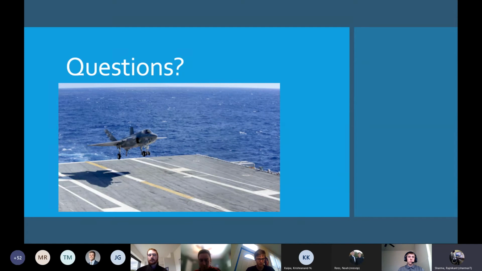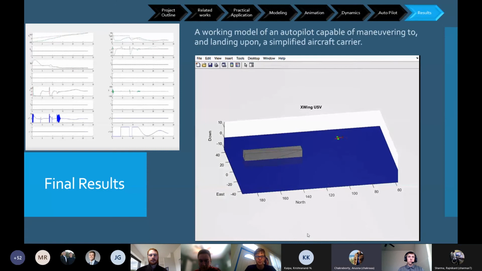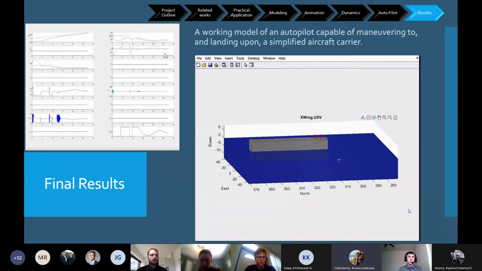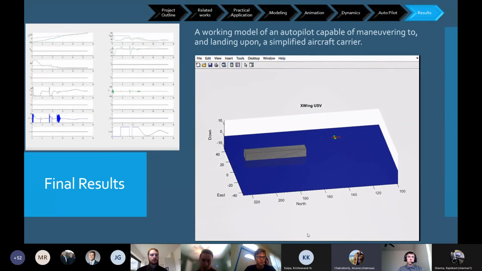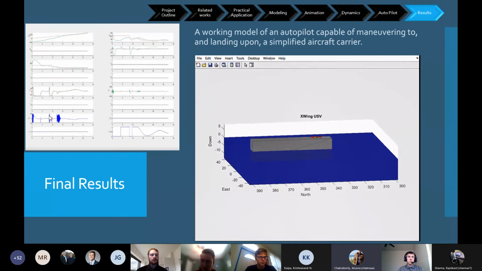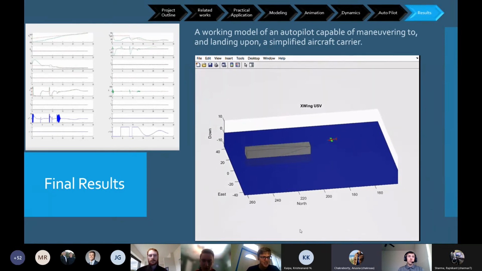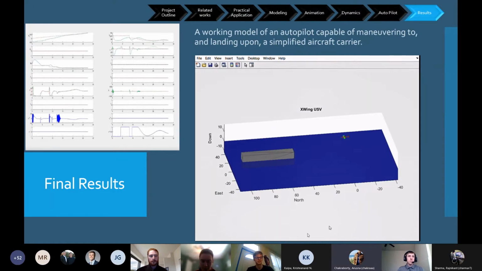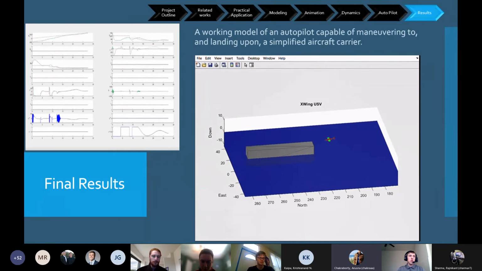Could you go back to your final results slide? This one? Yes. So right on the left-hand top, where you have the plots, what is the second last row on the left column? I believe that is our thrust. That is the elevator, actually. That's the elevator. Oh, okay. Is there a reason why it's flickering so much? Like at some regions, it's changing a lot.